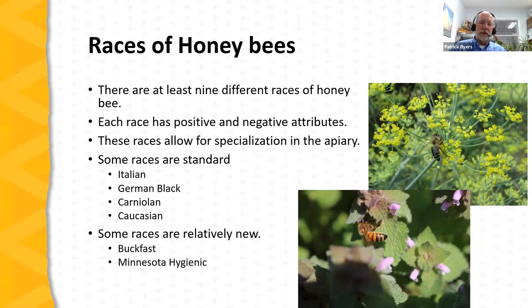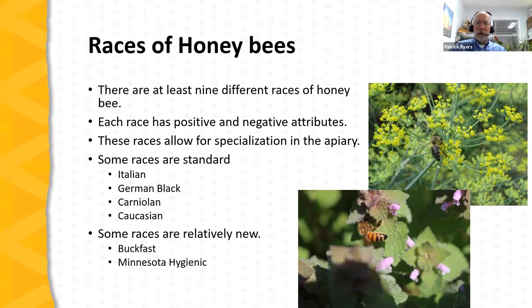Some, for example, are types of bees that build up strength early in the spring. Others have hygienic behavior where they groom themselves and help dislodge external parasites. Others produce a lot of honey. Others are more defensive about their colonies. Some even have negative attributes. A good example would be Africanized bees, which are honeybees, yes, but they have developed aggressive tendencies.